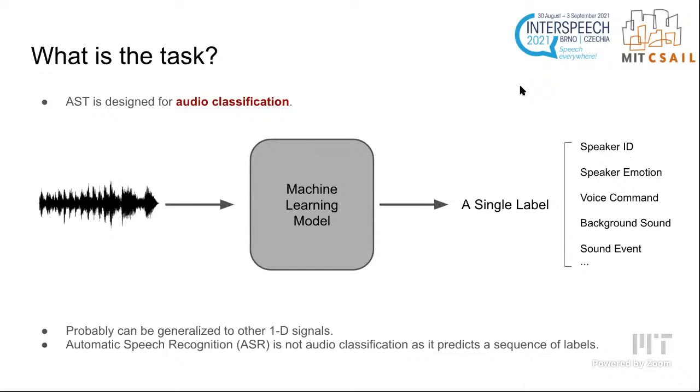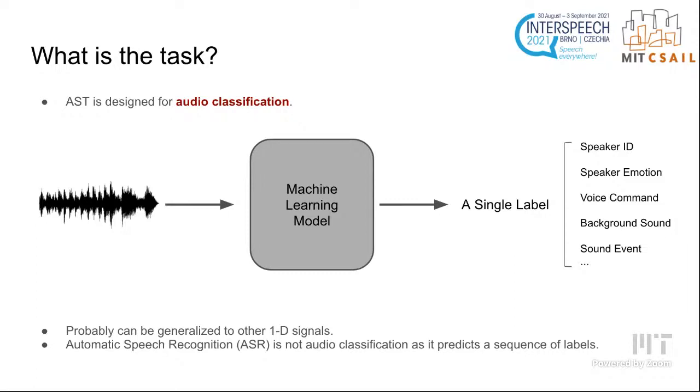So first, let me talk about the task. We focus on the audio classification task, which aims to map an audio waveform to a single label, for example, speaker ID, speaker emotion, voice command, background sound, sound event, so anything you want. Which means audio classification covers a wide range of tasks. But I want to say that automatic speech recognition is not part of audio classification, as it predicts a sequence of labels.